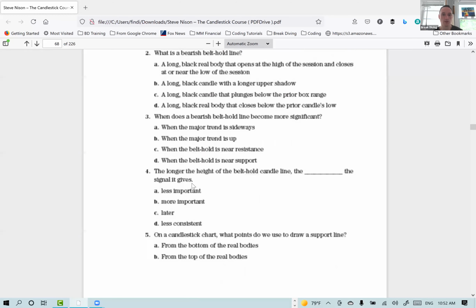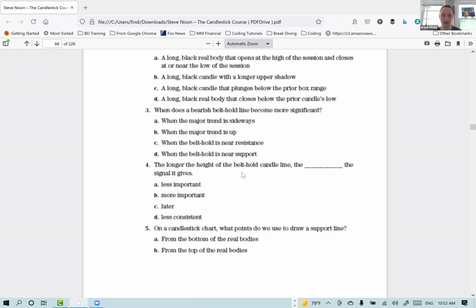The longer the height of the belt hold candle line, the blank signal it gives. I think the more important, B. Do you agree? Less important, more important. Yeah, I agree. B, right? Okay.